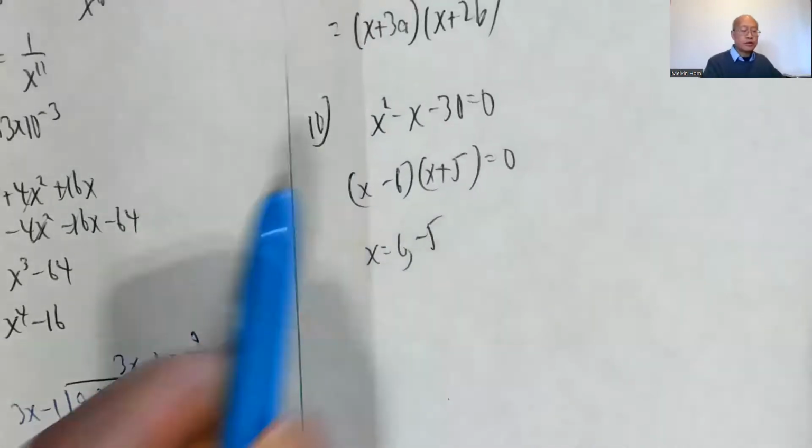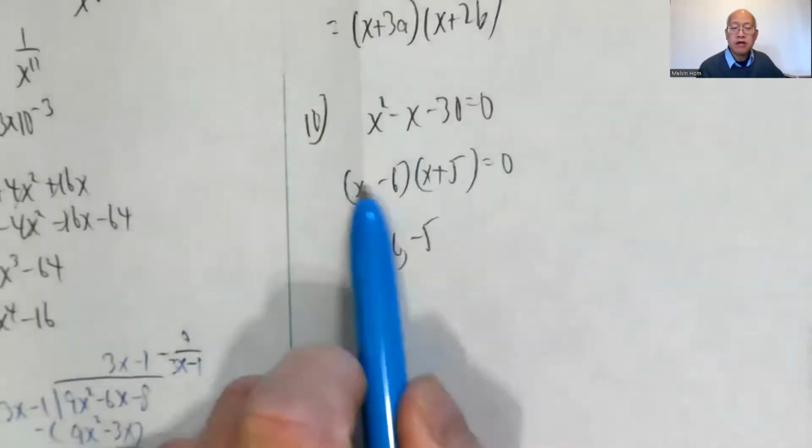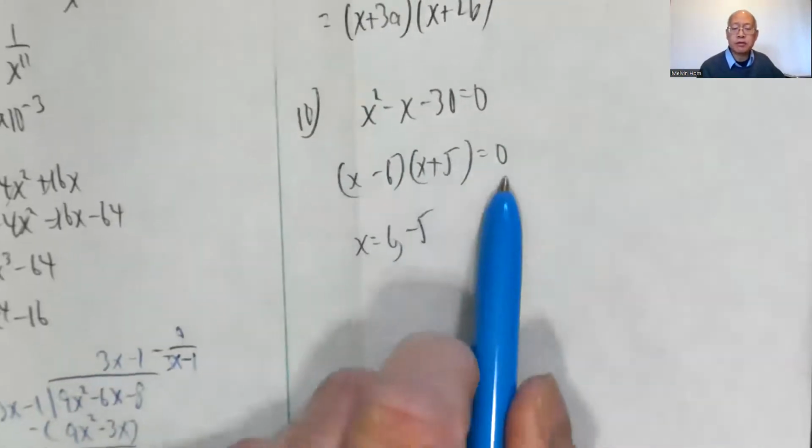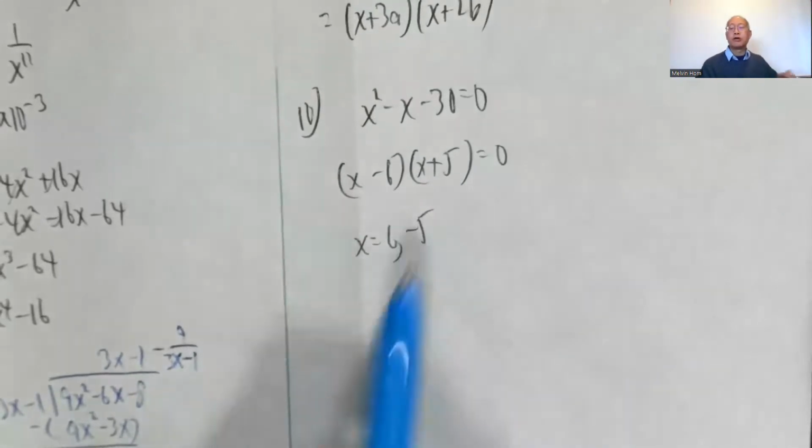Number 10, subtract 30 on both sides. So you want a 0 on this side, so subtract 30. X squared minus x minus 30 is 0. Factor: x minus 6, x plus 5 equals 0, which means either this is 0 or this is 0. So that gives me x is 6 or negative 5.